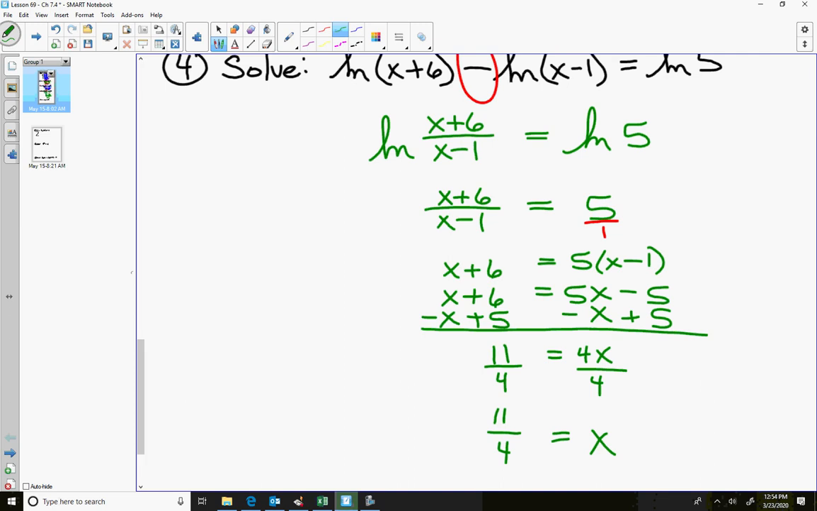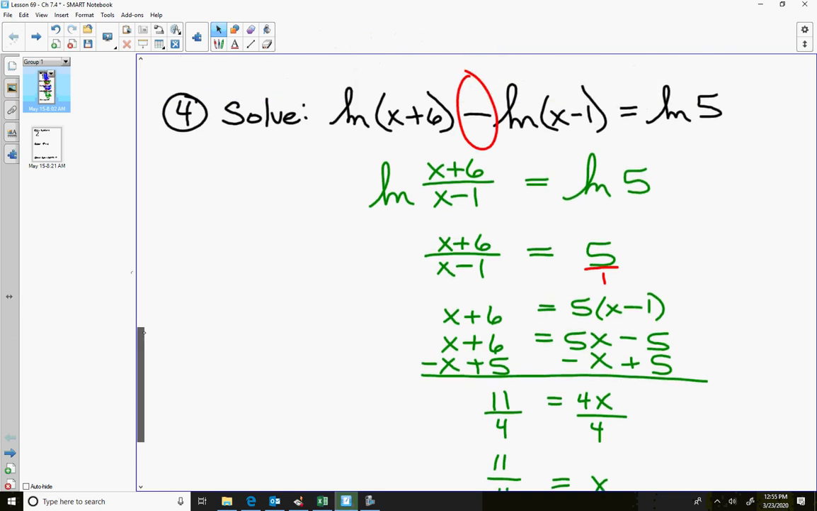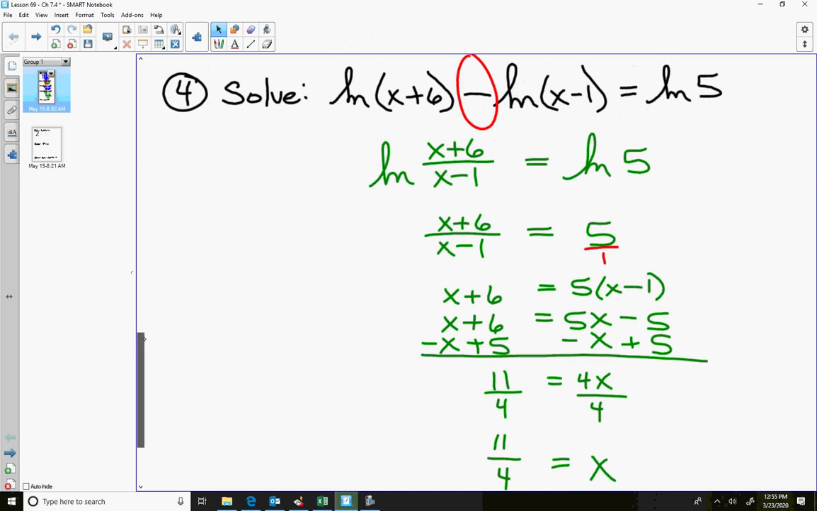And solve for x. Now, this time we got a fraction. Can we have a fraction? Of course, fractions are numbers.